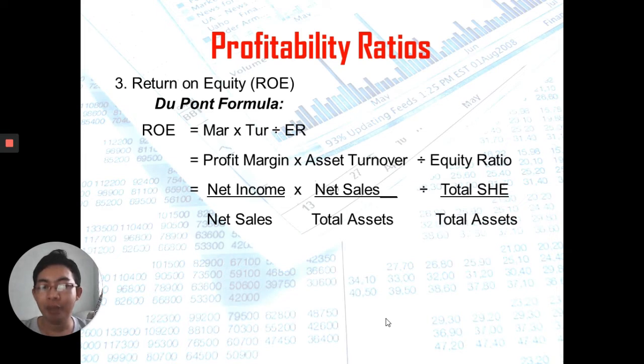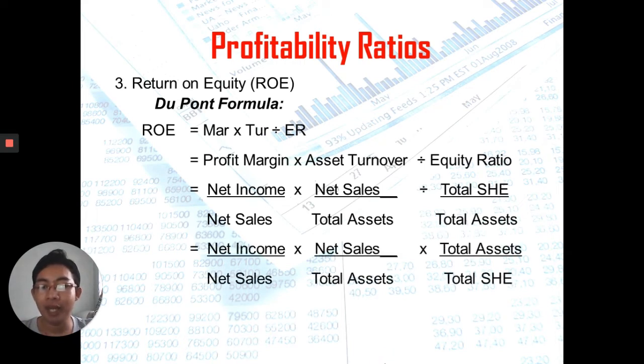Now, remember, kapag division siya, okay, para gawin natin siyang multiplication, magbabaliktad yung denominator at saka numerator. So, it will become like this. So, total assets divided by total shareholders' equity na nun siya.